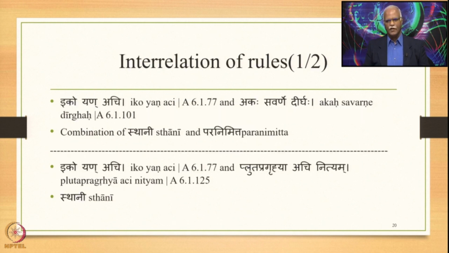We observe that there is an intersection of rules that is working here. This is what is called interrelation of rules. So, Iko Yanachi and Akah Savarne Dirgha are sharing some of the scopes. So, the combination of Sthani and Paranimitta is partially being shared by these two sutras. Similarly, we also observe that Iko Yanachi and Plutapragrihya Achinityam are also sharing some scope of application. Iko Yanachi and Plutapragrihya Achinityam are sharing the scope of Sthani over here, and Iko Yanachi and Akah Savarne Dirgha are sharing the combination of Sthani and Paranimitta.